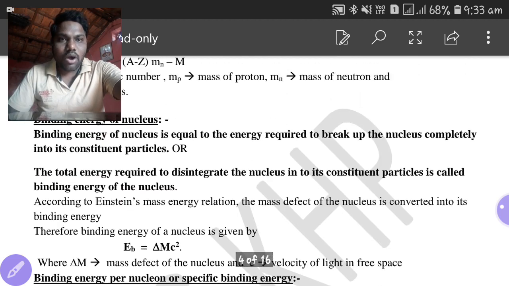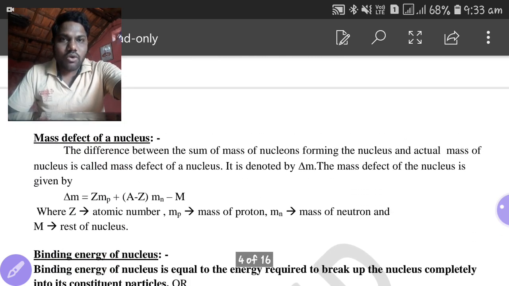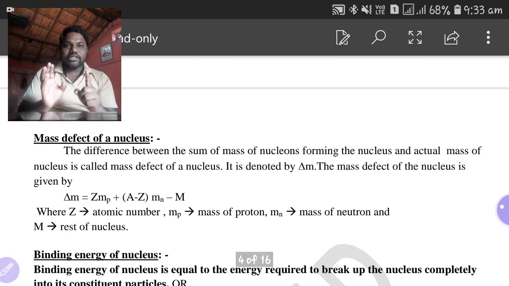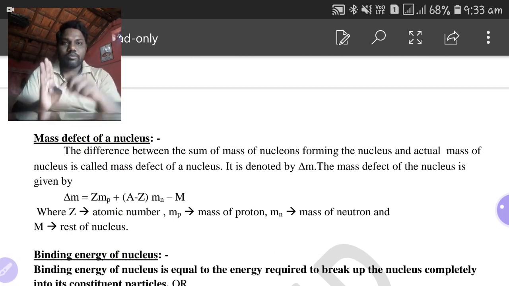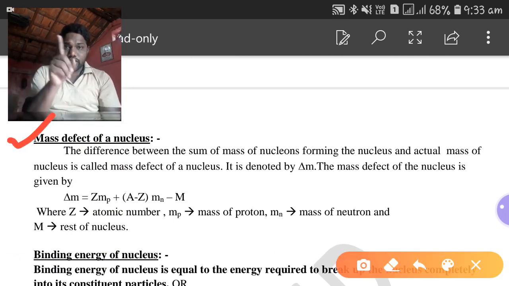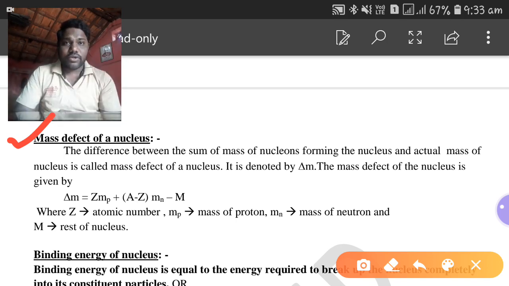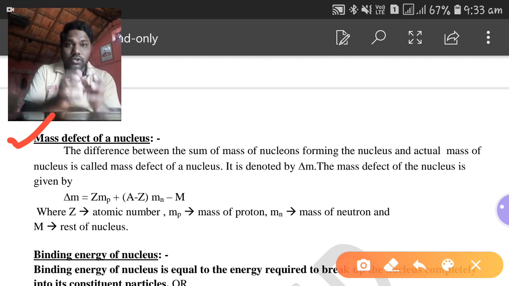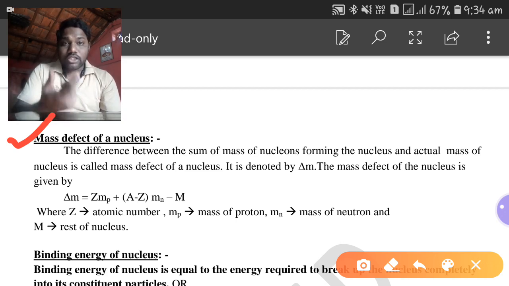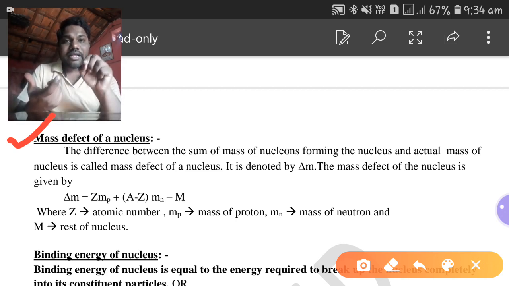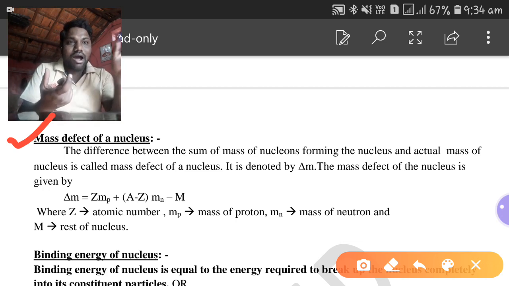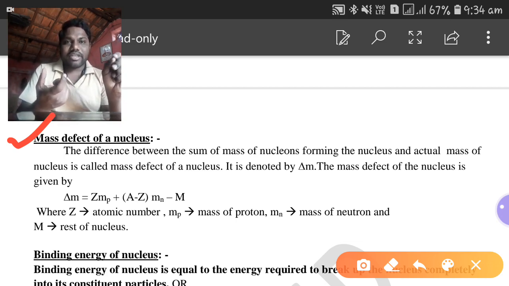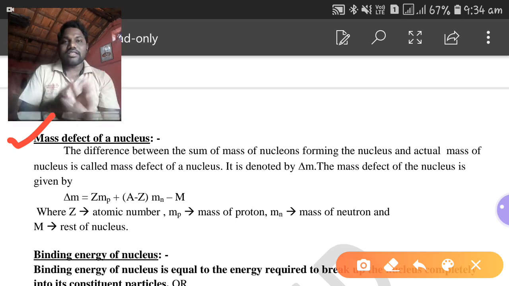Whatever we have discussed, first we discussed the mass defect of a nucleus. It is very important. The mass defect of a nucleus is the difference between the sum of masses of nucleons forming the nucleus and the actual mass of the nucleus. The sum of masses of nucleons means Z m_p plus (A minus Z) times m_n. The actual mass of the nucleus is capital M. So this is the mass defect.